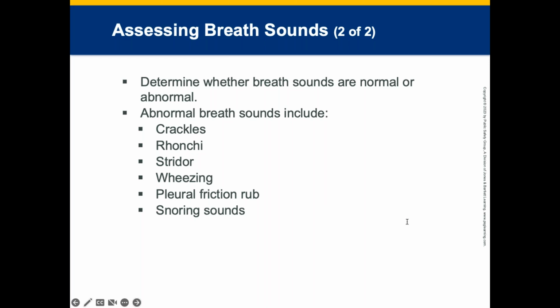All right, so now we have pleural friction rub, which is a squeaking or a grating sound that occurs when the pleural linings rub together. And then snoring sounds, which would be a partial upper airway obstruction. Awesome. We're all on the right page here. This is good.